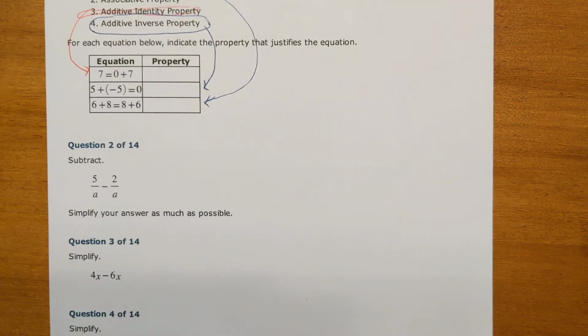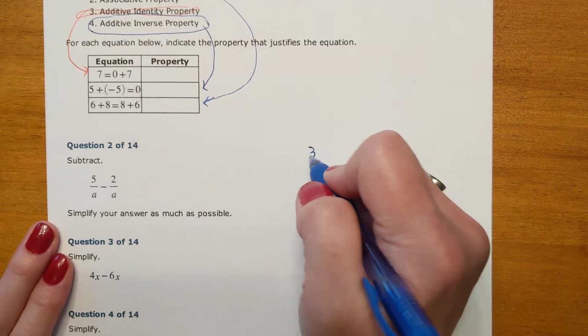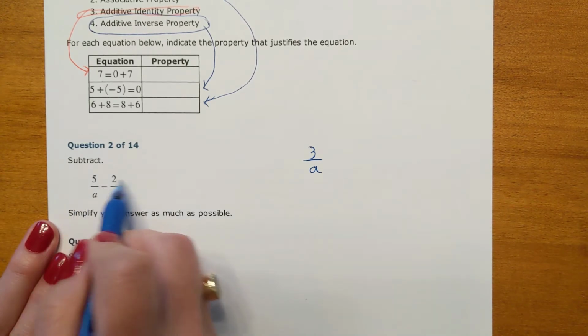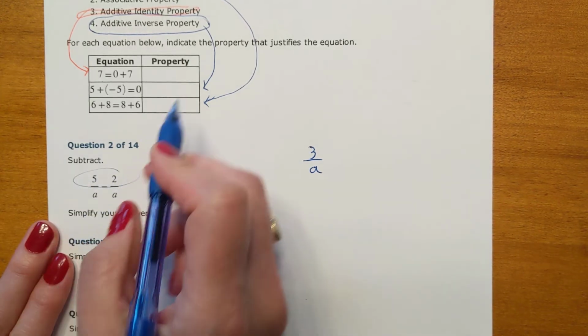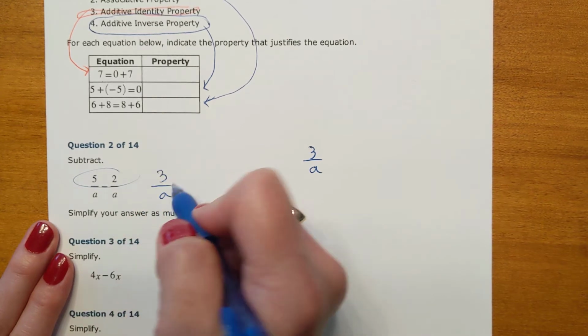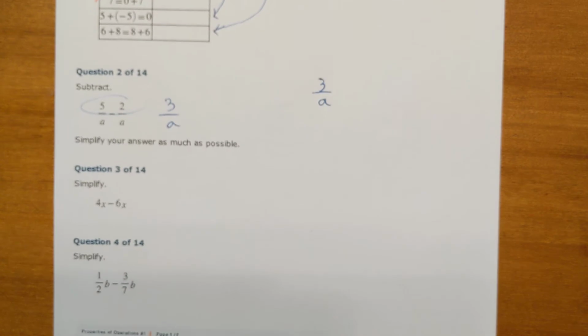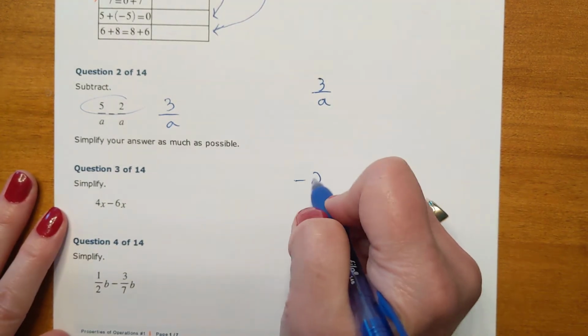Okay, on this one, the answer should have been 3 over a. There's a common denominator there already, so all you have to do is subtract the top. 5 minus 2 is 3, so 3 over a. Number 3, simplify. 4x minus 6x. The answer is negative 2x.